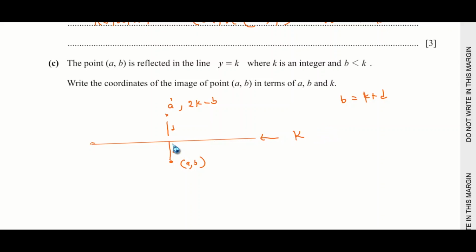So this will be the coordinate of the image, but I will explain by giving you a practical example now. Another thing I want to explain before that is this: this is k, and this is b, so the distance d will be equal to k minus b. So that's the distance d, k minus b.